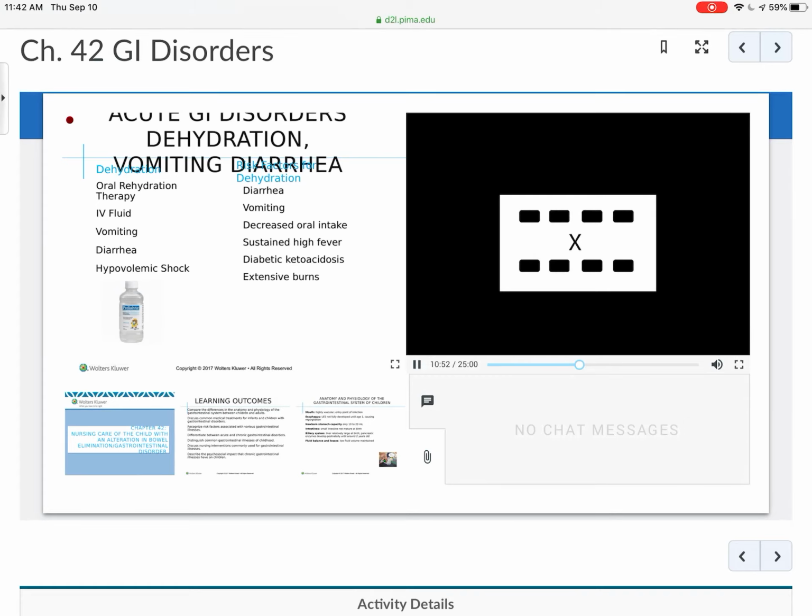Some of the ways kids get dehydrated besides the GI bug is just not drinking or eating. If they have a high fever, a lot of insensible fluid loss that can be associated with some diarrhea. Obviously, diabetic ketoacidosis, and then burns. Burns, they lose a lot of fluid and they can become very dehydrated.